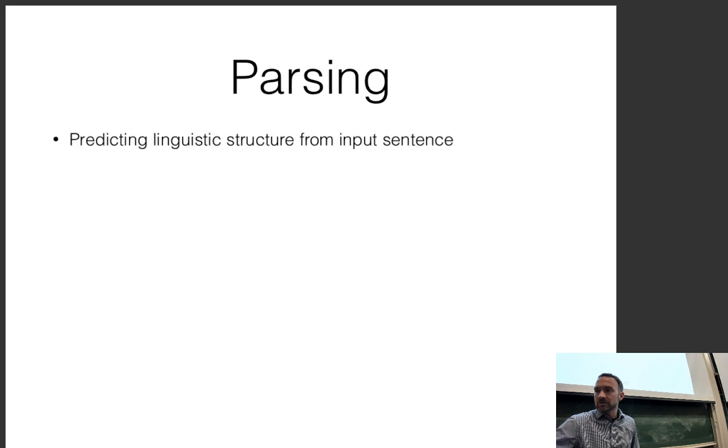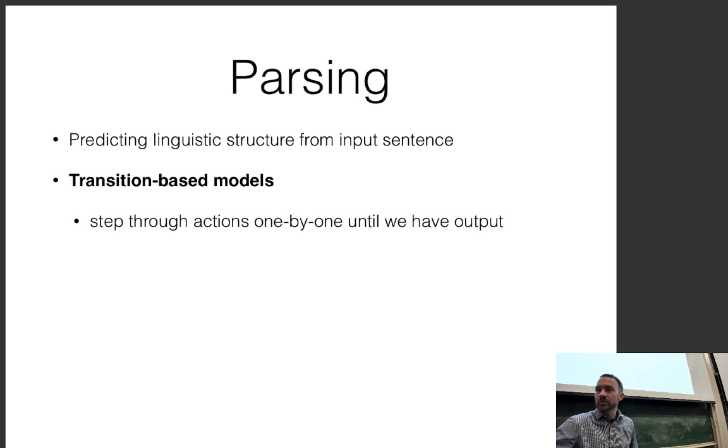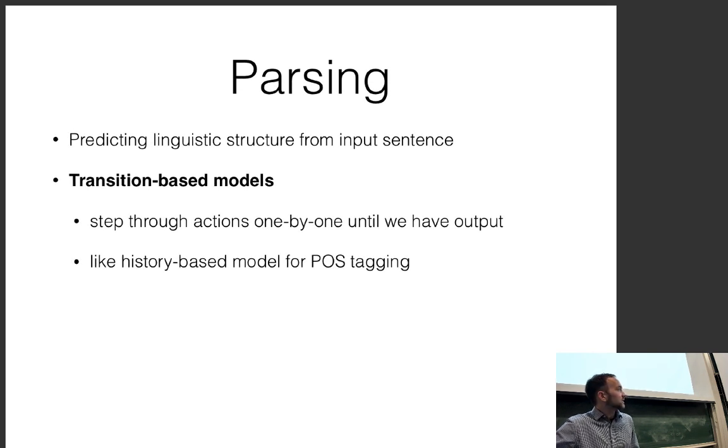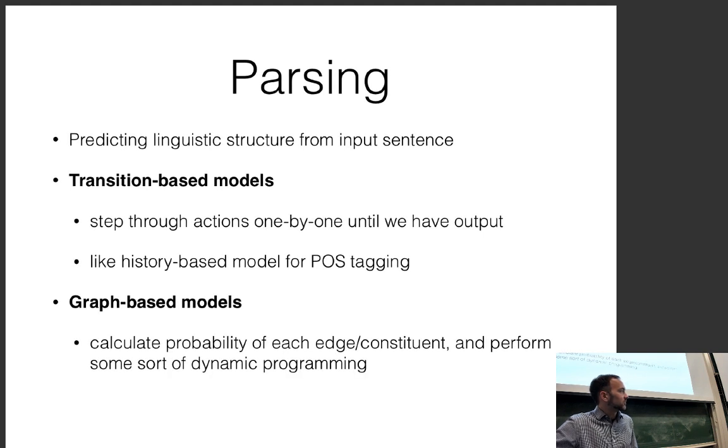So parsing is predicting the linguistic structure from the input sentence, and we have transition-based models that basically step through actions one by one until we have an output. These are like the history-based models that I talked about for part of speech tagging. So we talked about something like an encoder-decoder model for part of speech tagging, for example. And we also have graph-based models, which we'll talk about next time. These calculate the probability of each edge or constituent and perform some sort of dynamic programming. And this is like the CRF model for part of speech tagging, where you had a dynamic program included therein.